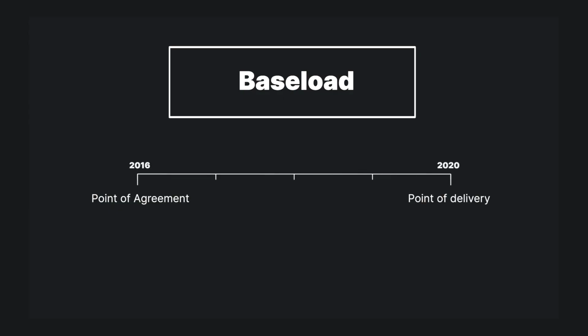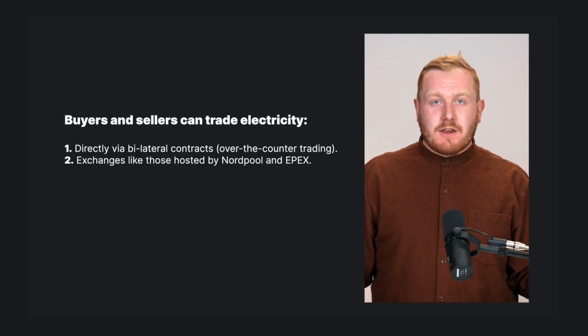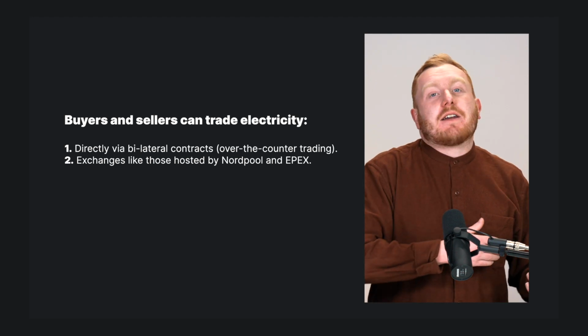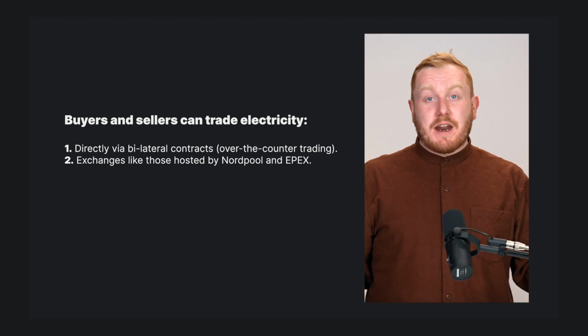The central pillar of today's system is the wholesale market. That's where the vast majority of electricity is bought by suppliers and utilities and where it's sold by generators. Electricity can be traded on the wholesale market from years ahead of schedule right up to the point of delivery. It can either be traded directly or bilaterally between two parties, sometimes known as over-the-counter trading, or it can be traded on exchanges like Nord Pool and CAPEX.